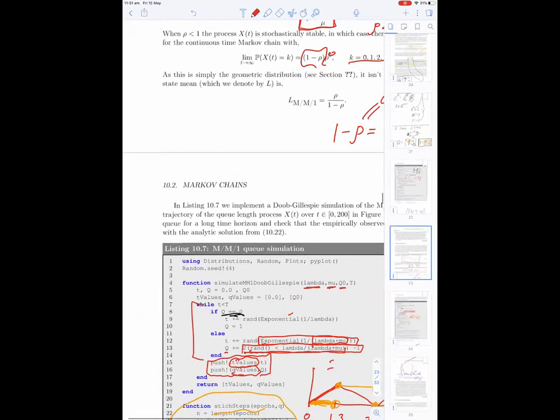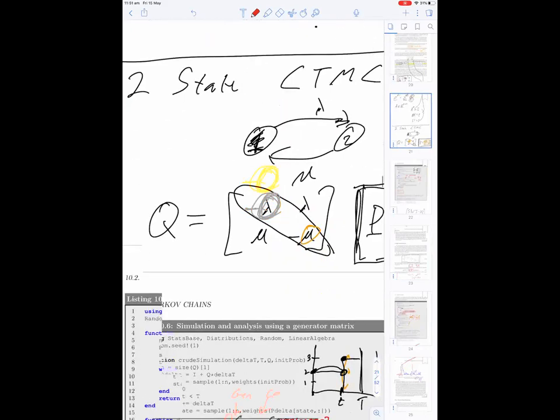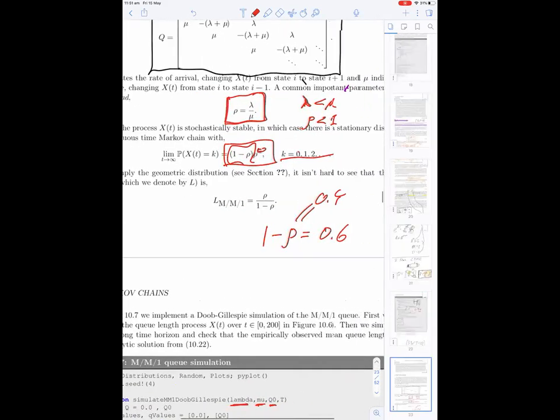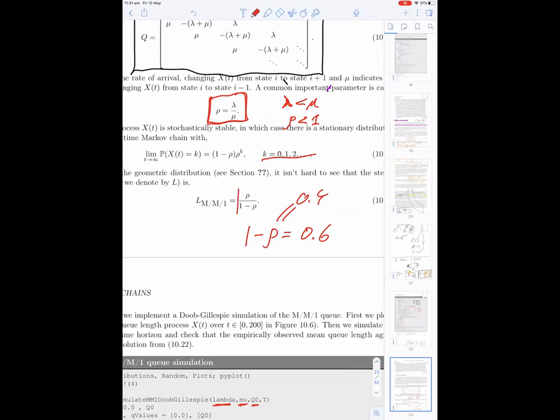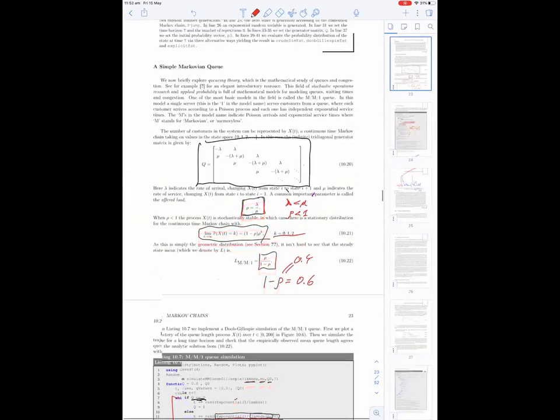Okay, but you actually get the full distribution of the queue length. Of course, we can now speak about the mean queue length, which is the mean of this distribution, which happens to be rho divided by 1 minus rho. So you see that as rho goes closer to 1, the mean explodes. This is only valid for rho less than 1, for the stationary distribution. Otherwise, there isn't a stationary distribution. Okay, so that was the M/M/1 queue, and here you see a Doob-Gillespie simulation of the M/M/1 queue.